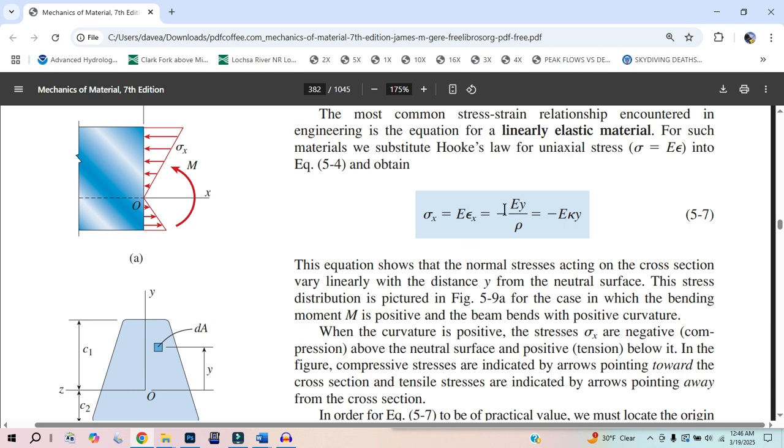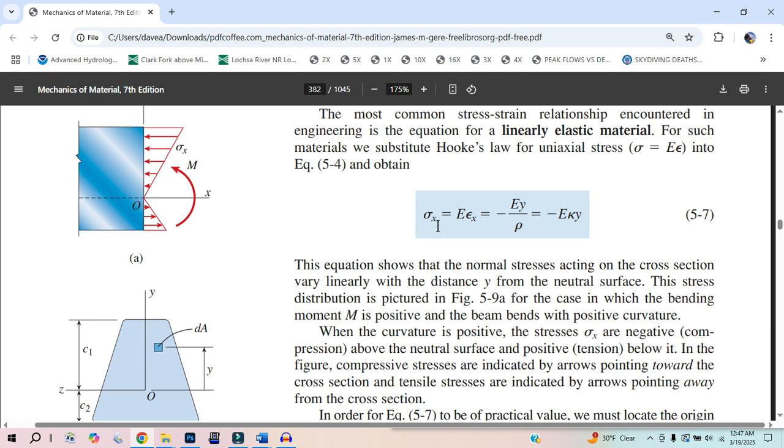So we know the equation of the strain. We just said it's going to be negative y over rho, or negative ky. And all we're doing is just multiplying it by E to get the stress. And this is why I do more of these videos, because of sign convention here. This is saying this is the stress along the x-axis. So like this face, the face of this pointing in the x direction.